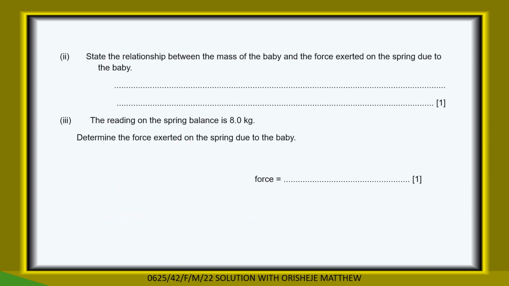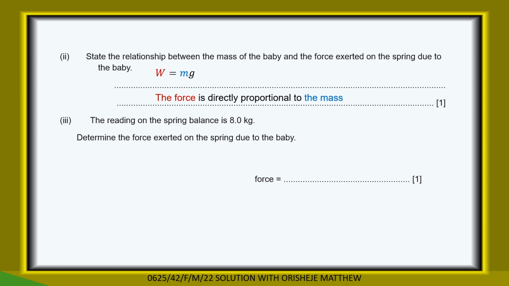State the relationship between the mass of the baby and the force exerted on the spring due to the baby. So we know that weight is equal to the mass of the baby multiplied by acceleration due to gravity, g. So we have that the force is directly proportional to the mass. The reading on the spring balance is 8 kg. So the mass of the baby is 8 kg.